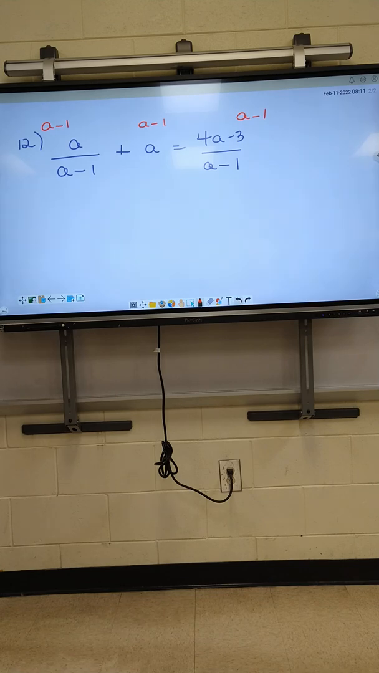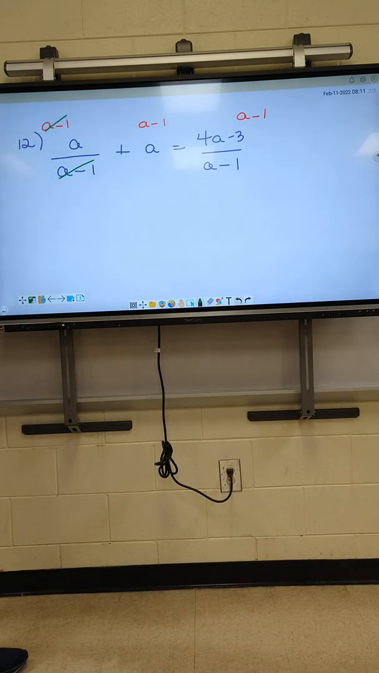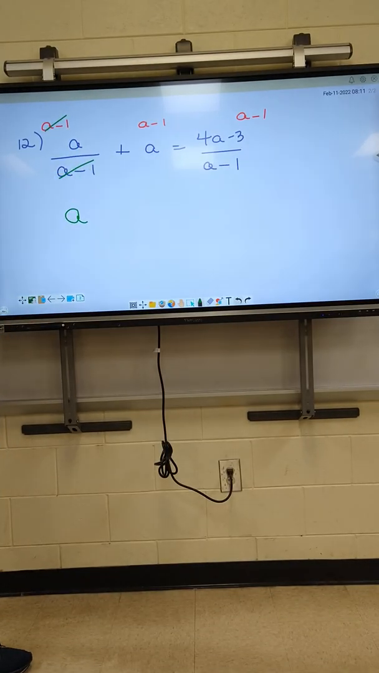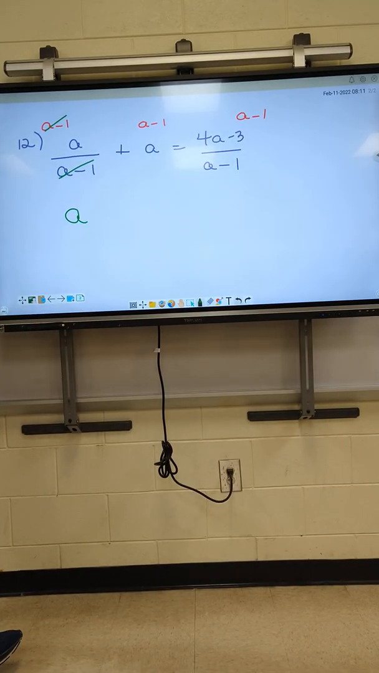All right, but this one should be a pretty easy problem. Look at the first fraction. What's going to cancel out? The a minus 1's cancel. All you have to do is bring down a. So that's pretty easy. Nothing cancels out on the second fraction. There's nothing on the bottom to cancel it out with.